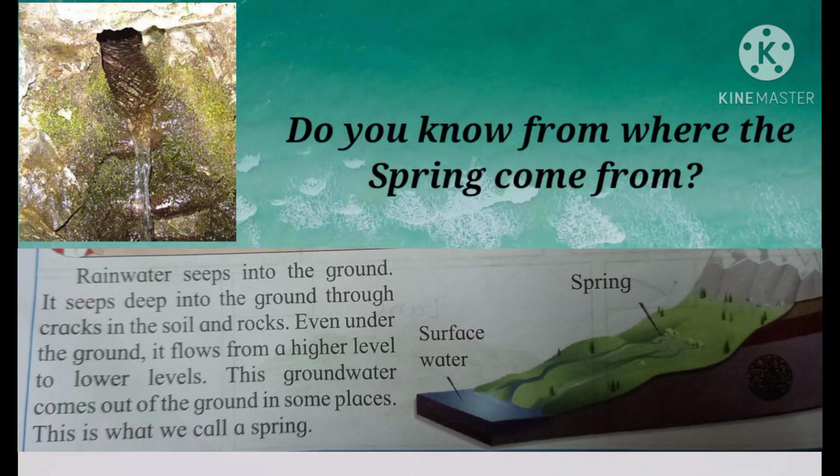Do you know where a spring comes from? Rainwater seeps into the ground. It seeps deep into the ground through cracks in the soil and rocks. Even under the ground, it flows from a higher level to lower levels. This groundwater comes out of the ground in some places. This is what we call a spring.